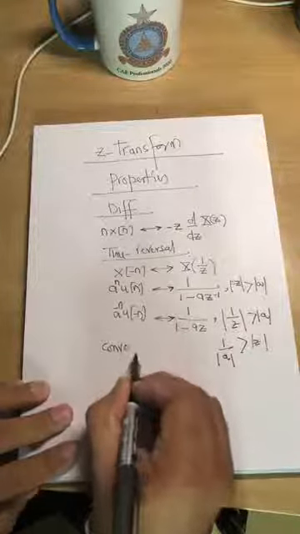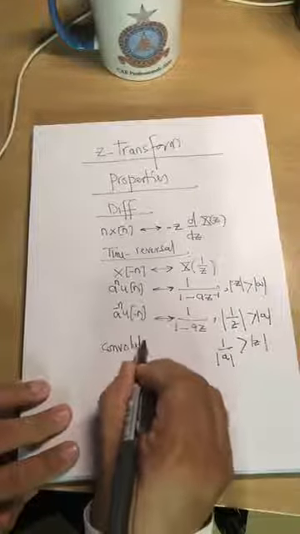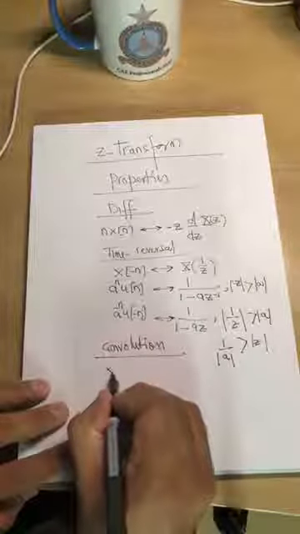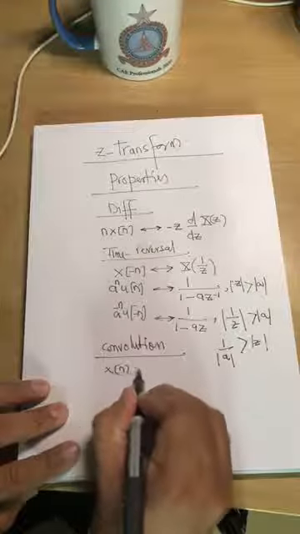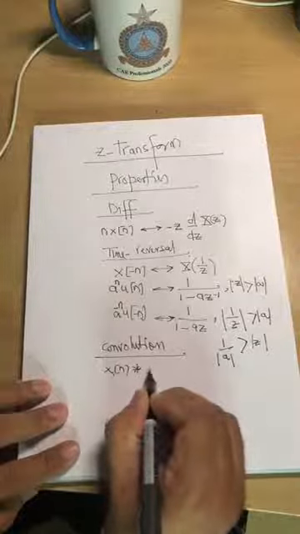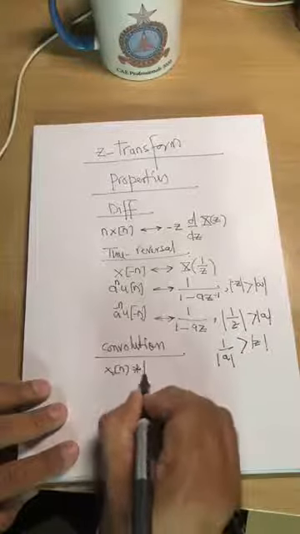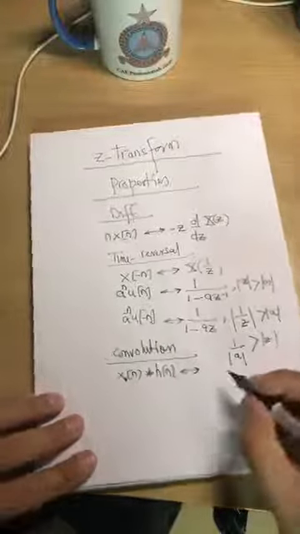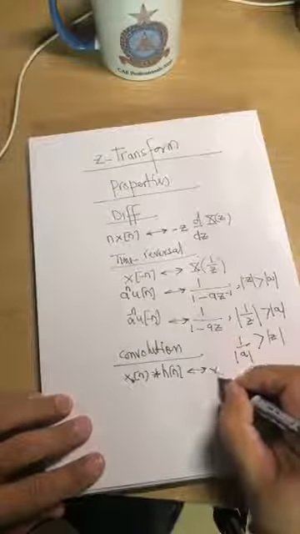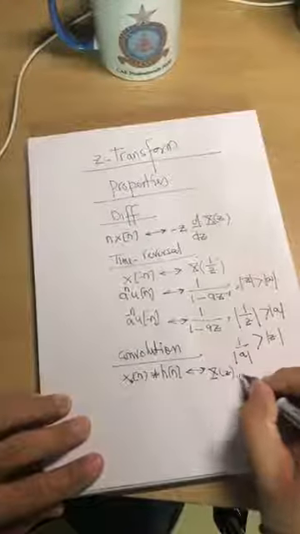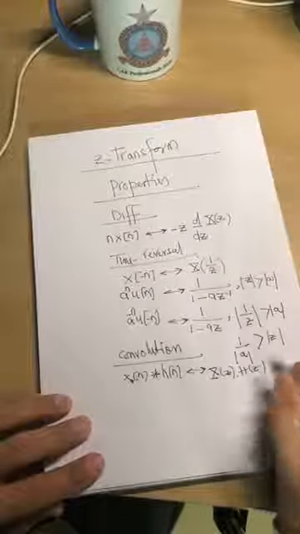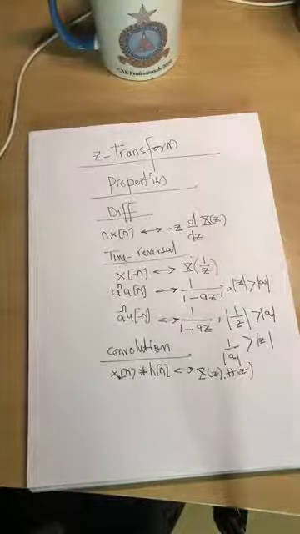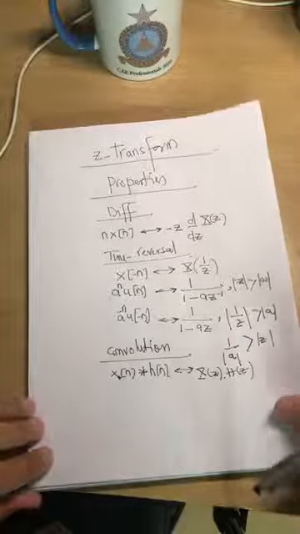Again, very important property. And we also know this from a number of courses, that convolution in time is multiplication in Z domain. So this is also an important property. Convolution in time is multiplication in Z domain.